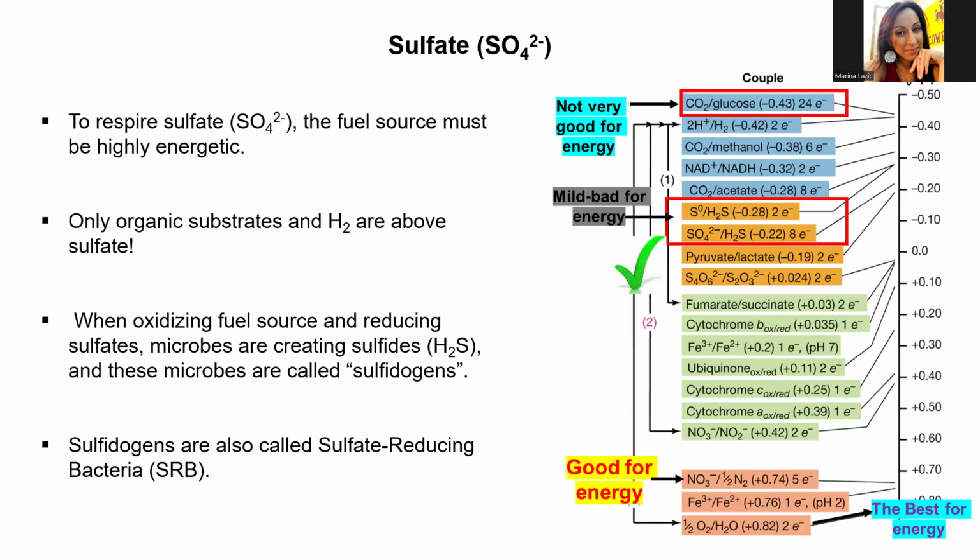Sulfate is mid ground in terms of energy. Because it's labeled mid ground here, that means in order to connect it with some energy donor, some electron donor, the donor has to be on the top, which means it can be connected only either to hydrogen or to some organic source, because you have to have that big enough difference. So when they oxidize hydrogen or an organic source, they reduce sulfate, which means they produce sulfide, H2S, which is the reason why we call them sulfidogens.